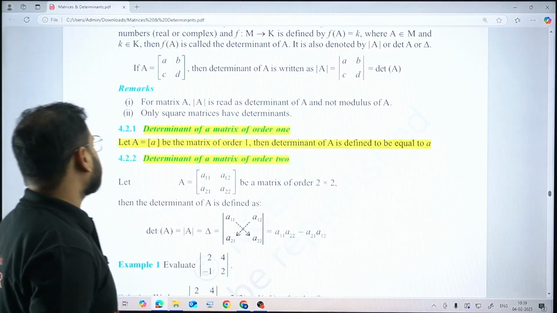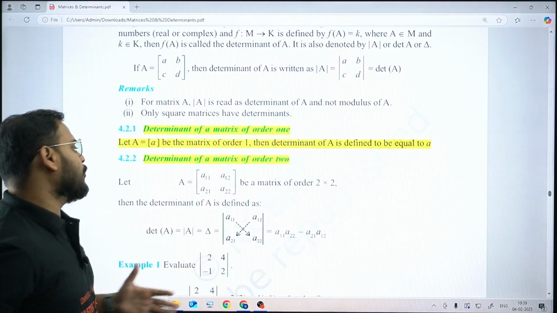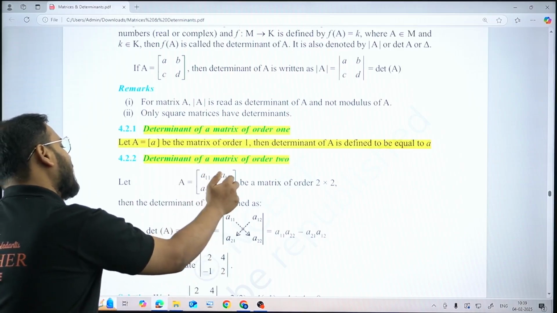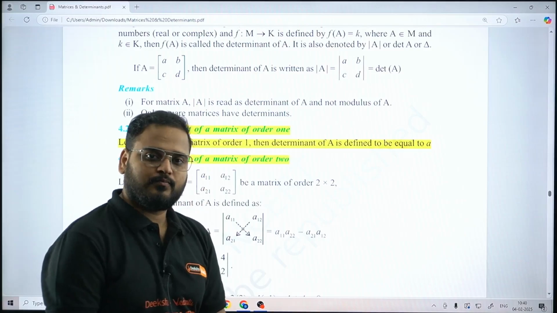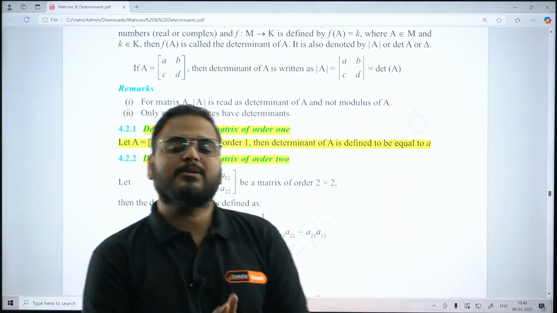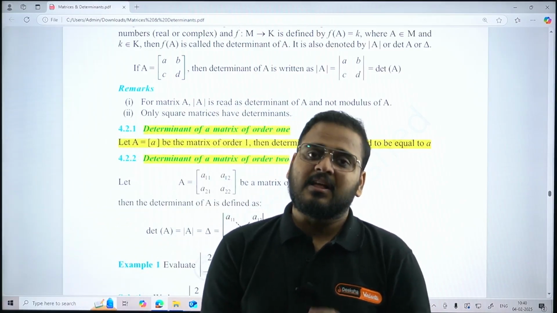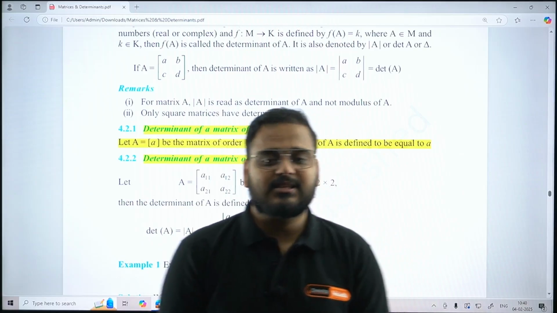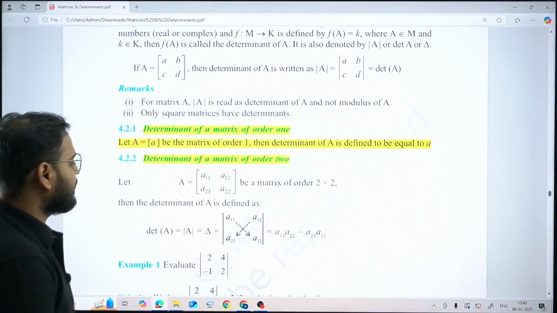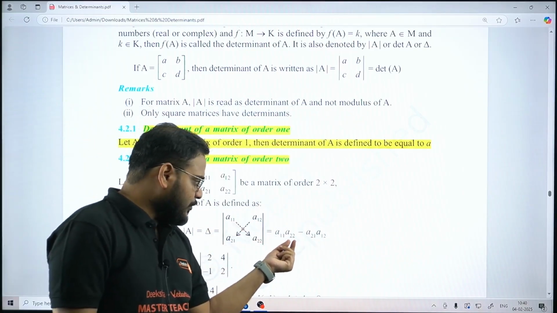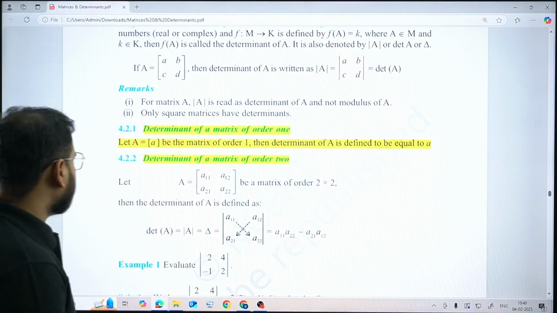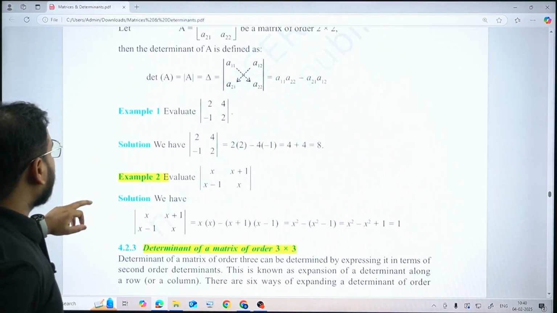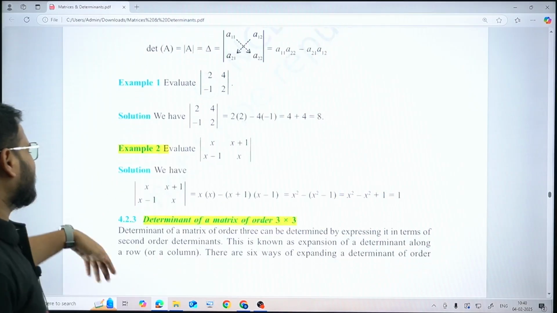Now the determinant of a matrix of order 2. What are you going to do? Cross multiply: A11 into A22 minus A21 into A12. One more thing in matrices: be very, very careful with the sign. You might make mistakes in that. So A11 into A22 minus A21 into A12. Clear? Okay, now solve example number 2, just to get it done.